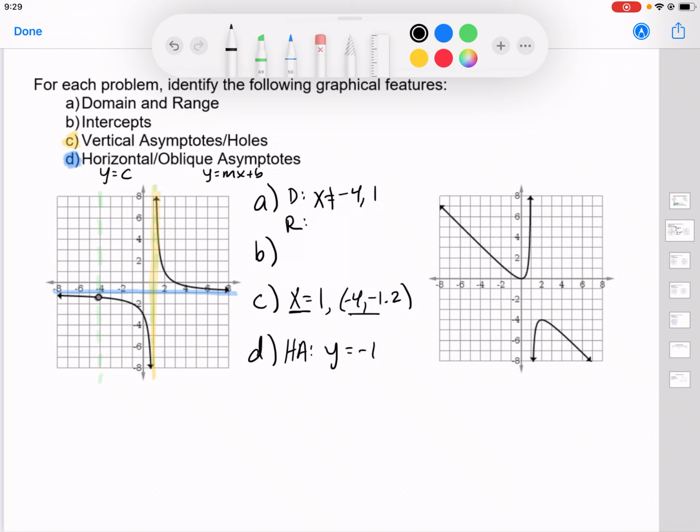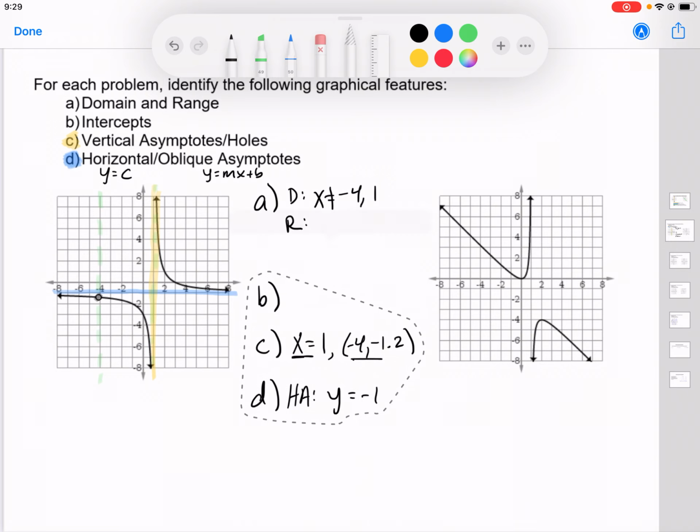Range, which I should have given myself more room. I'll do that right here. Range is kind of the same idea, but sometimes it's a little different, so you just got to be a little more careful on range. But range are all the y values, and you're just looking to see if there are any breaks in the graph and horizontally, and there's only one at the horizontal asymptote. Otherwise, you're always touching some point of the graph. So we would say y can't equal -1.